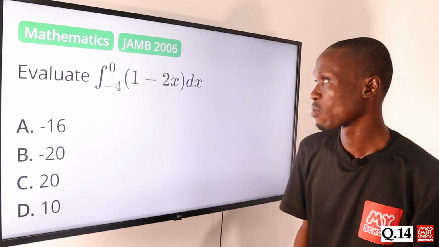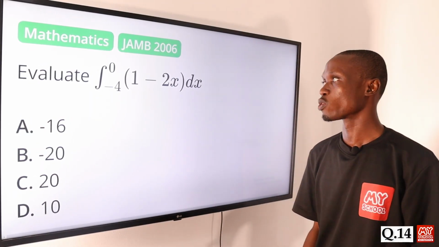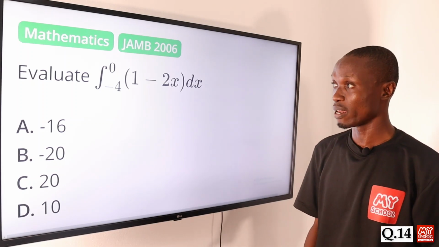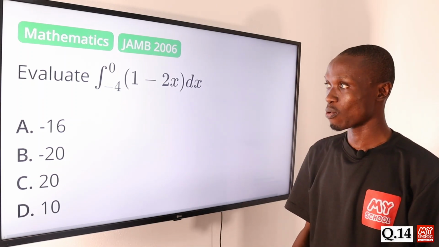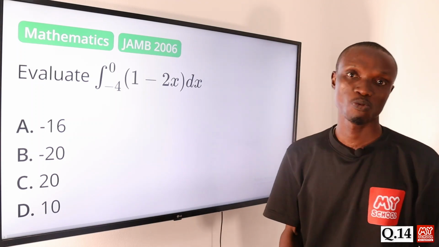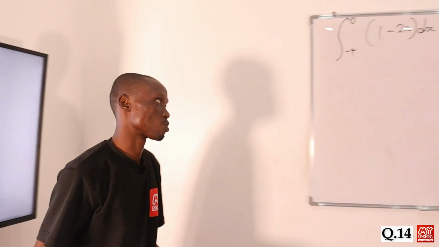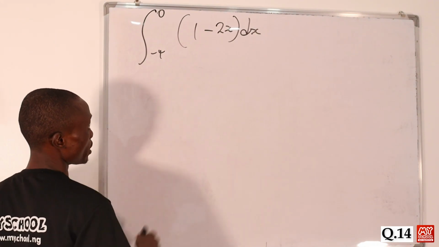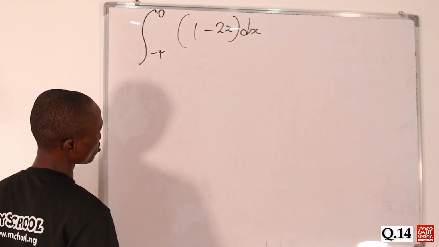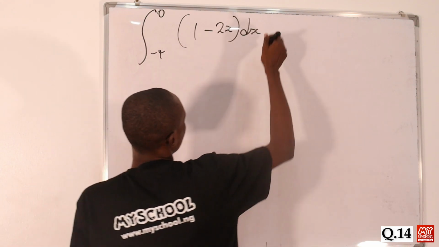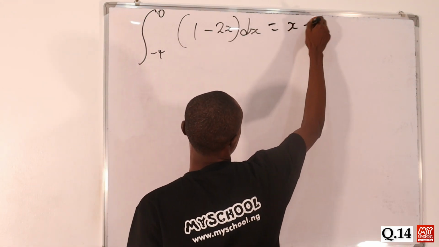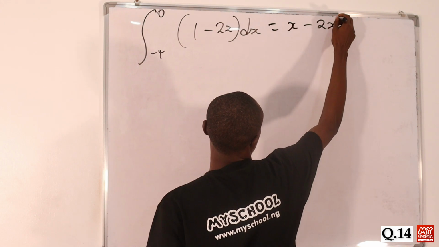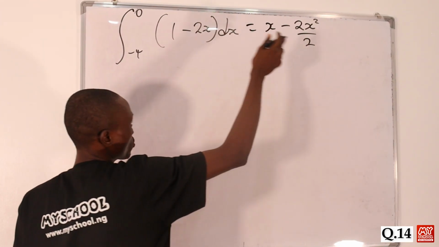Question 14, evaluate the integral of 1 minus 2x, with respect to x, when we are given the limits 0 and minus 4. So let's move over to the board to provide answer to this question. So we are asked to integrate 1 minus 2x with respect to x, right? So if we integrate this, we'll be having x, then minus 2x raised to power 2 all over 2. Okay, so this is what I did.